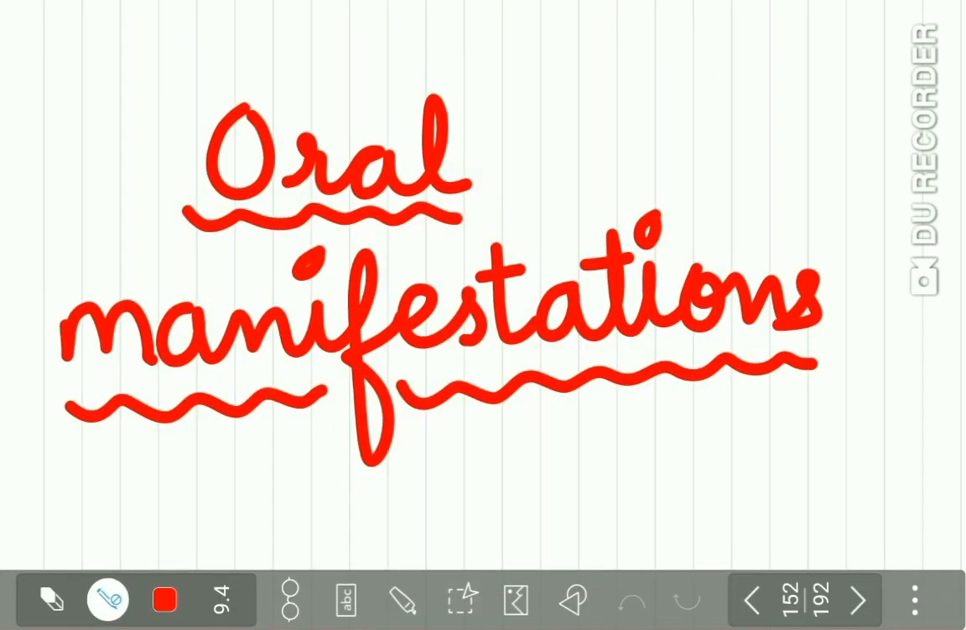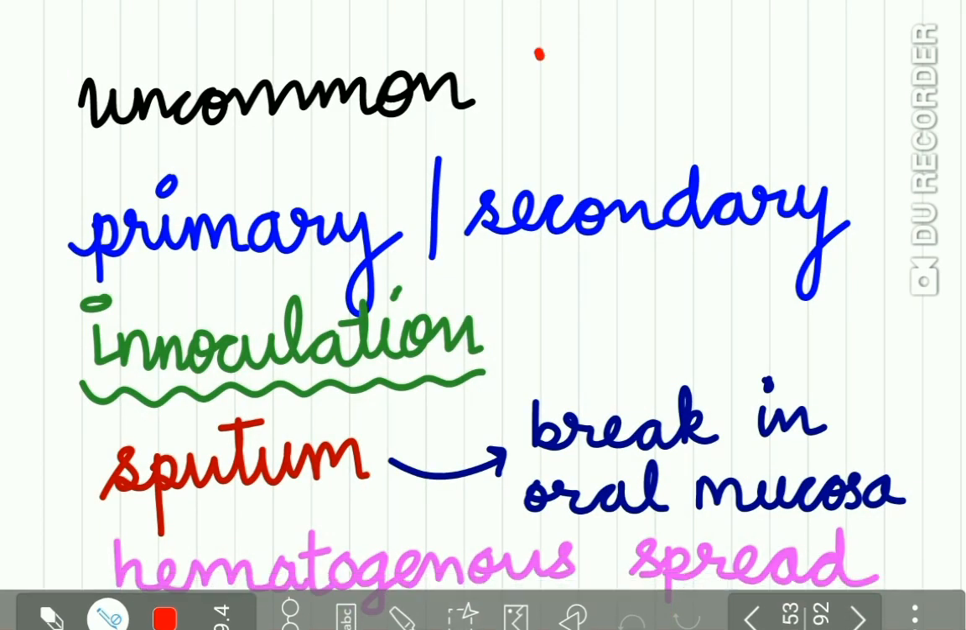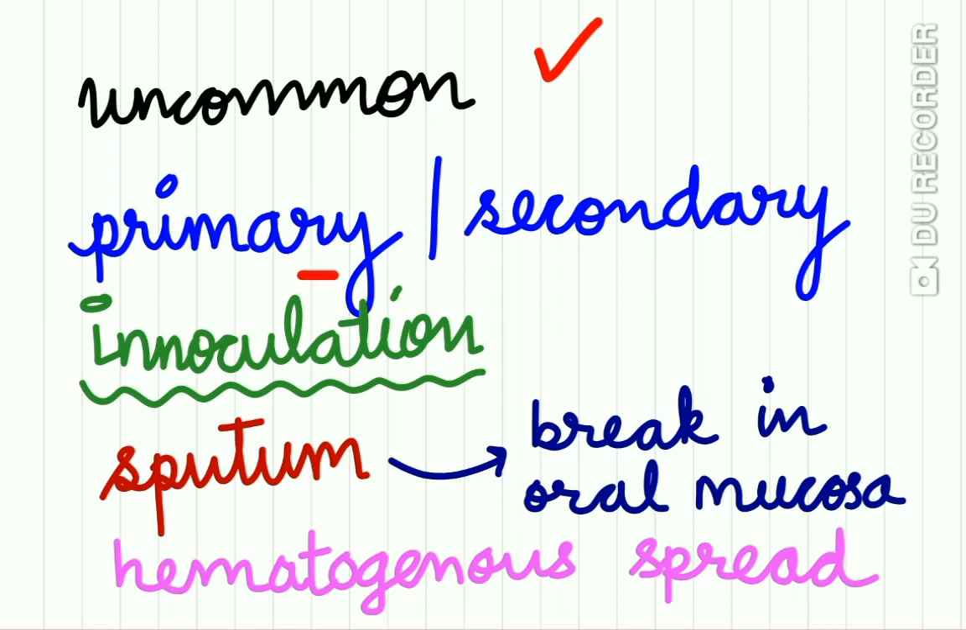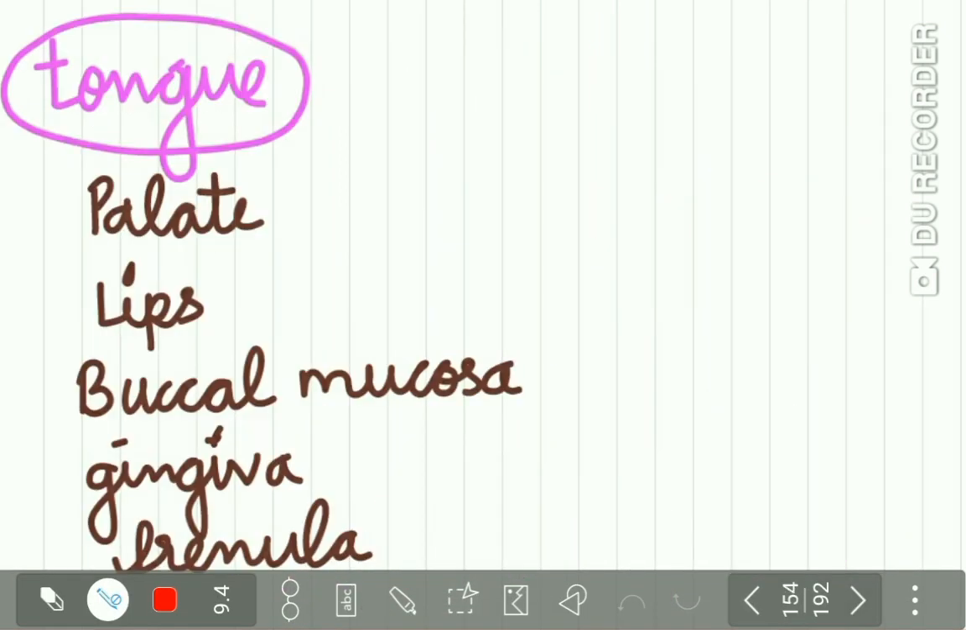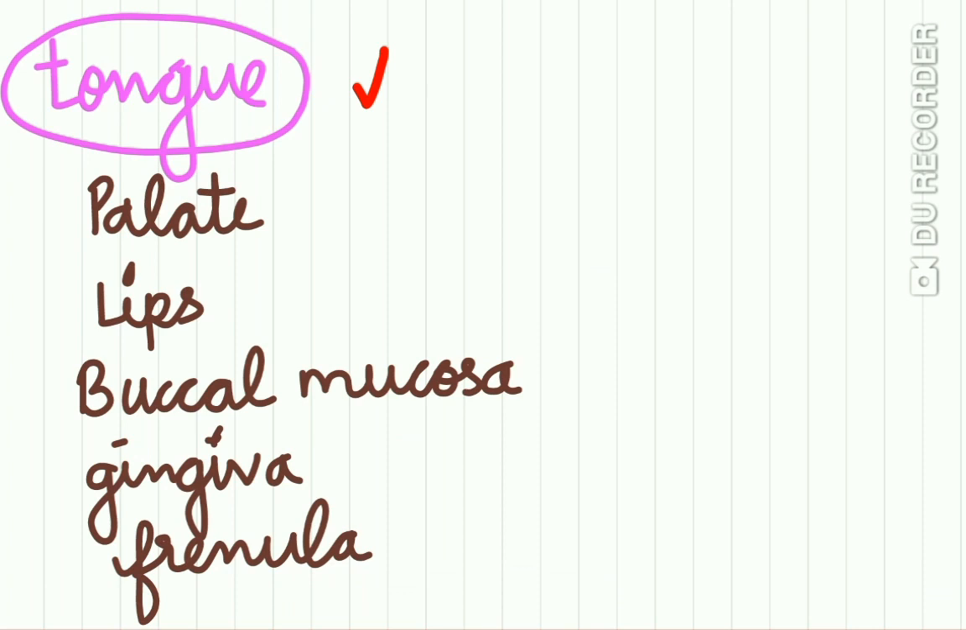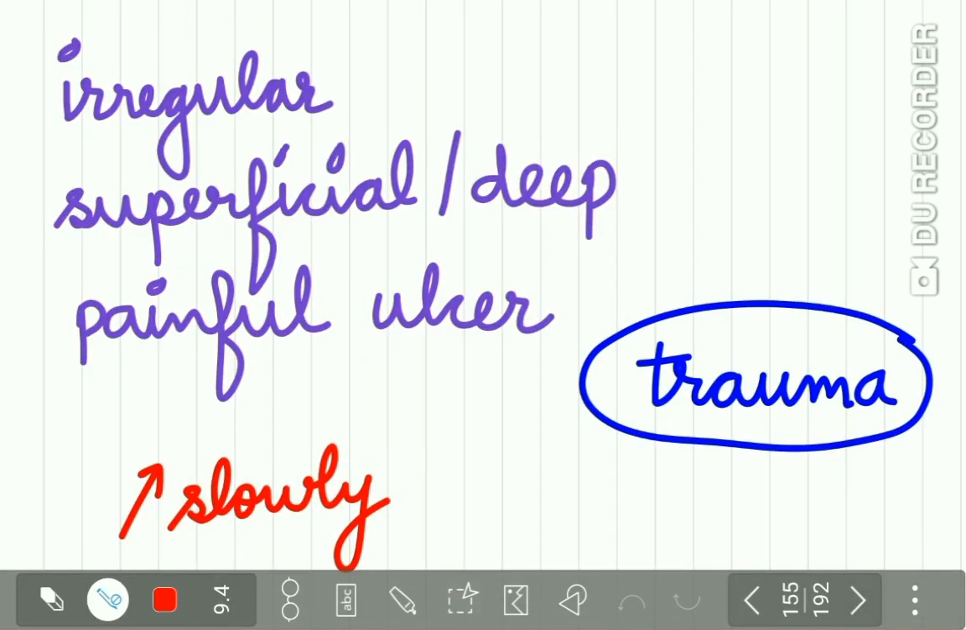Now, the oral manifestations of tuberculosis. Oral lesions are common, and these lesions may be primary or secondary due to inoculation. The bacilli present in the sputum of the patient may enter the oral mucosa through a break in the mucosa, and sometimes the hematogenous spread may also occur. Tongue is the most common site affected, followed by palate, lips, buccal mucosa, gingiva, and the frenum.